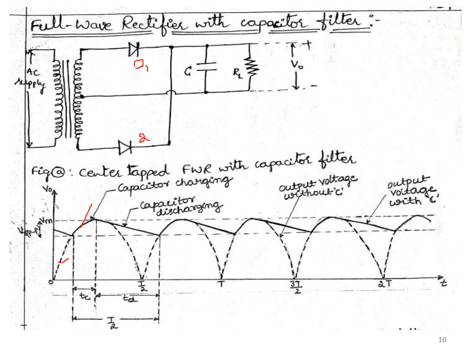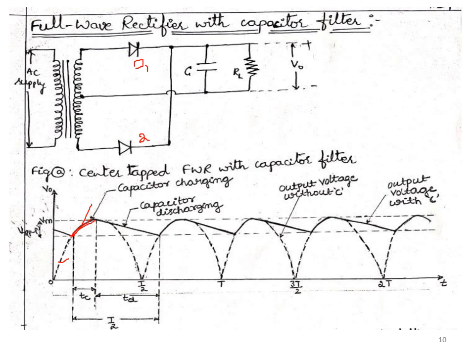Output voltage without C and output voltage with C. So you can observe, consider the maximum voltage Vm. The capacitor starts charging. Once the capacitor voltage is equal to the output voltage, then the capacitor starts charging.